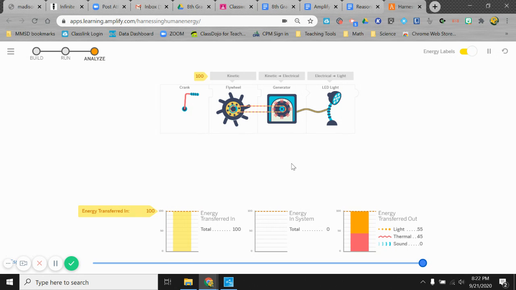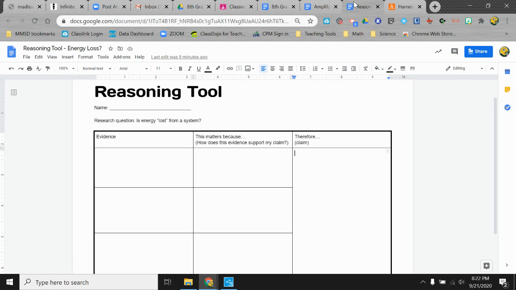So you have to have specific evidence in order to support your claim. All right, so that's going to be our assignment for today. So using this simulation, finding some evidence to determine whether energy is lost or not, and then making a claim: I believe the evidence supports energy is lost or energy is not lost. Okay, so that is today's assignment.